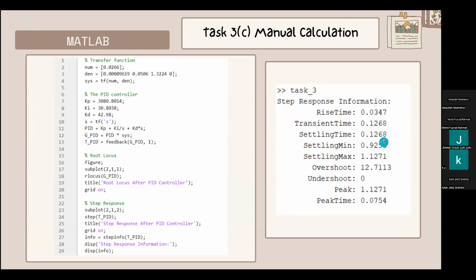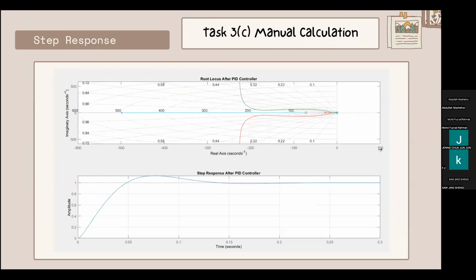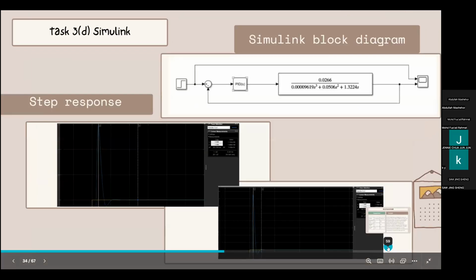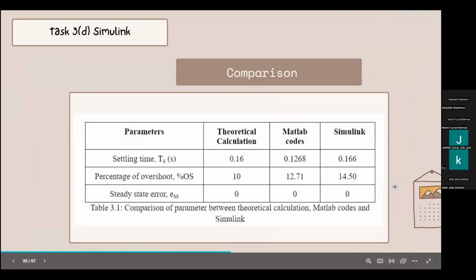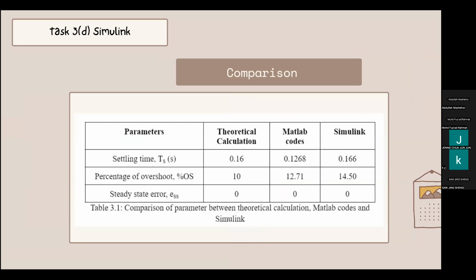12.71% and settling time of 0.1268 seconds, which is approximate to our design specification. And this one is the root locus after adding the PID controller and the step response. This one is the Simulink block diagram, and for the comparison between the theoretical calculation, MATLAB, and Simulink, you can see the settling time for MATLAB is 0.1268 and Simulink is 0.166, which is approximate to the 0.16 seconds.